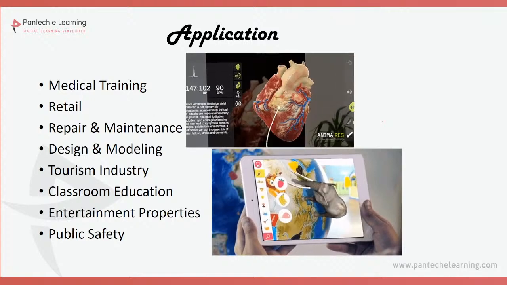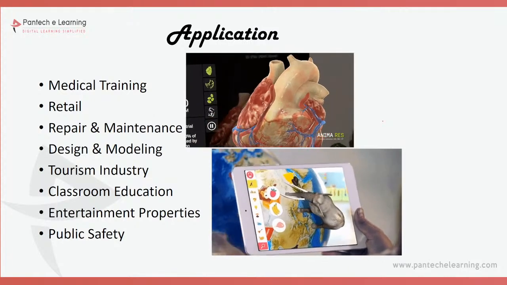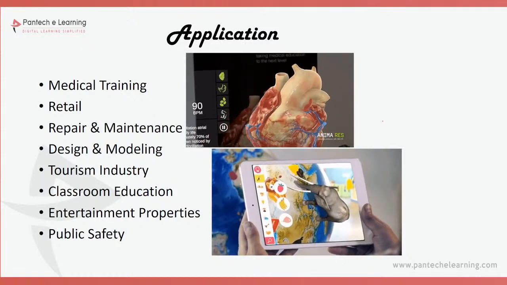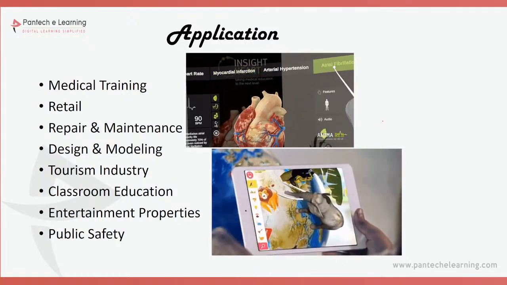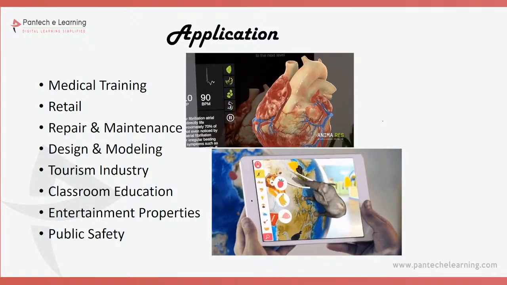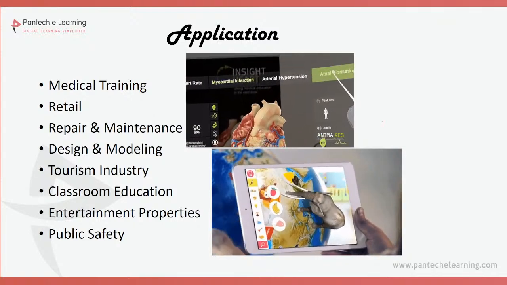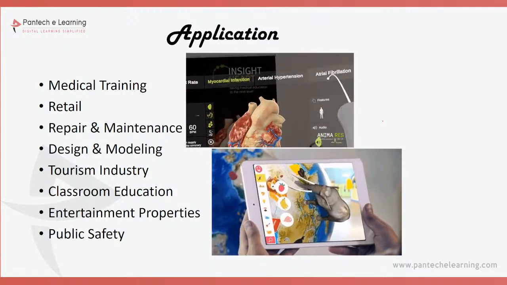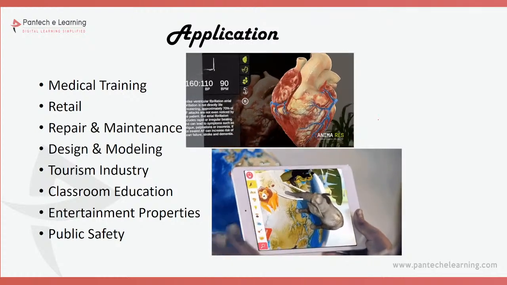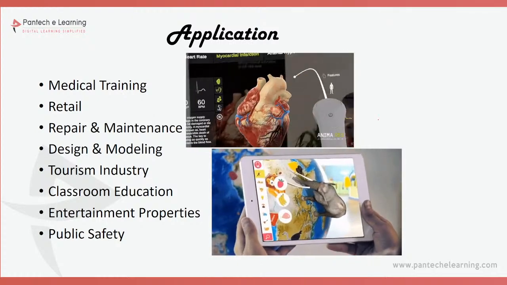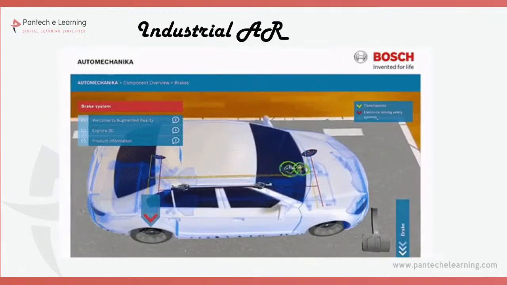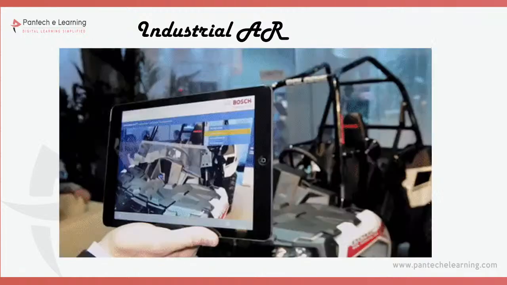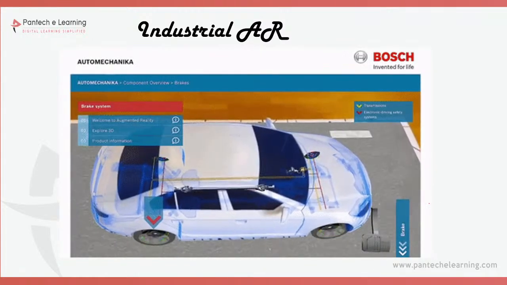Then after that, the retail part. Retail means inside the shops. If you scan one of the objects, all the details, including the price, the amount, the size, everything will be displayed. So it is used in retail. Then repair and maintenance, and design and modeling, the two come under a single process known as industrial. If you go for industrial augmented reality, here Bosch has an AR app.